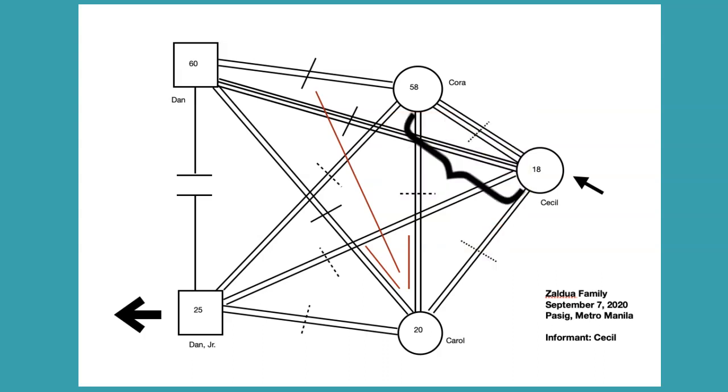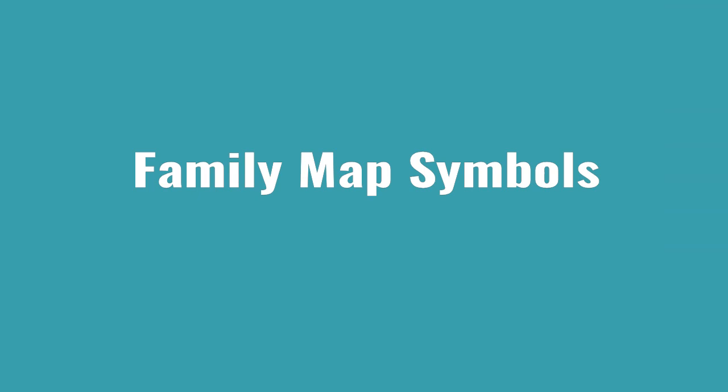The family map should be labeled with the family name, the date and the address of the family, and the informant. Family map, like the genogram, changes over time. So it is important to update the information if deemed needed. Family map can be overlaid on a genogram or it can be presented separately. Just like the genogram, there are standard symbols for family map.